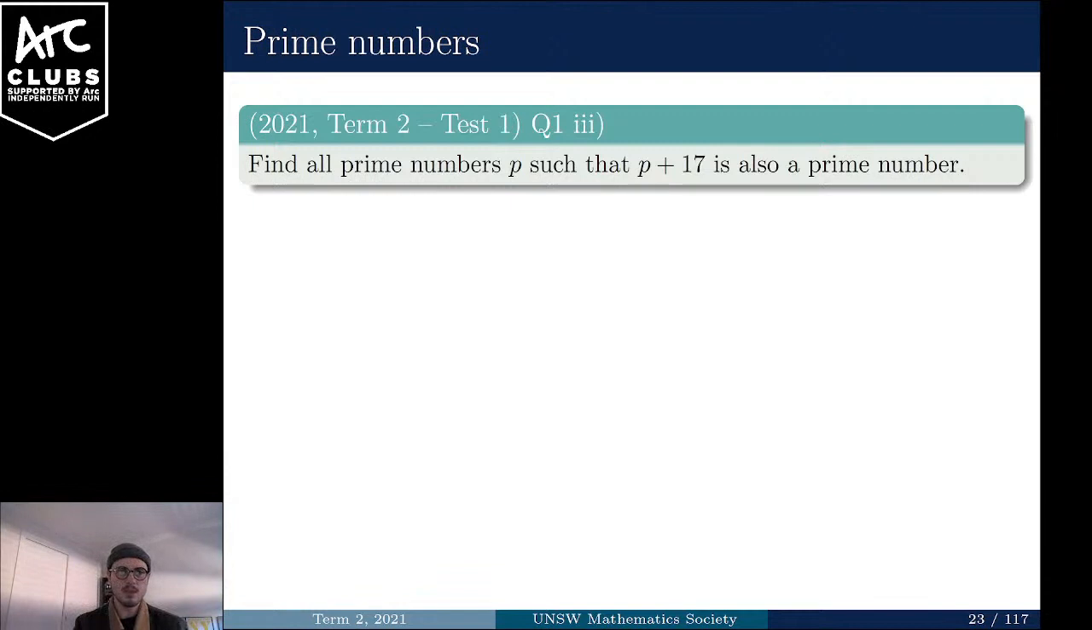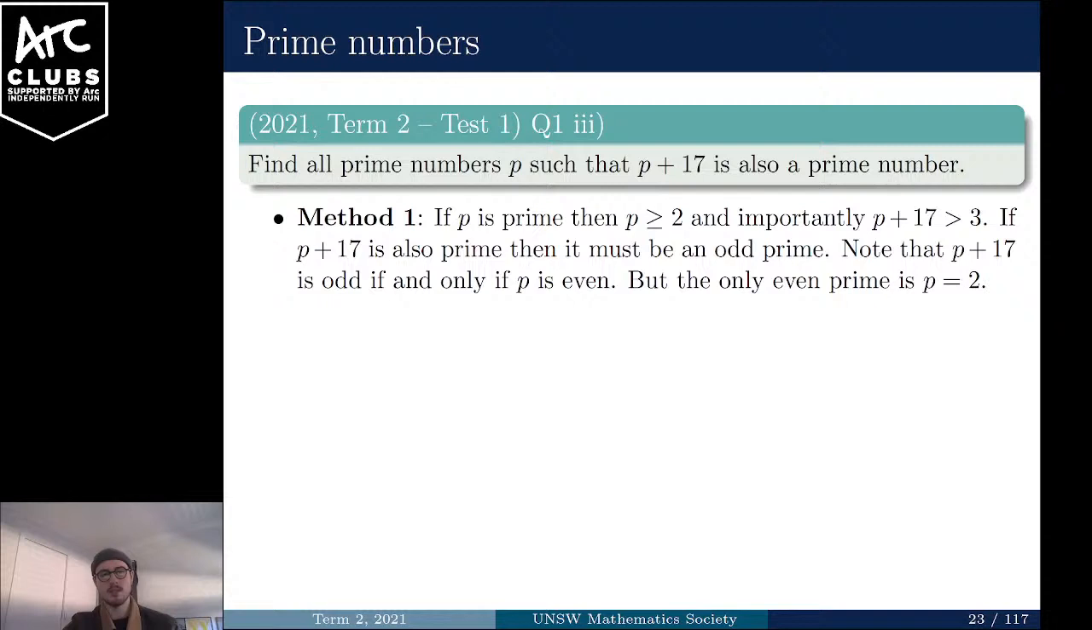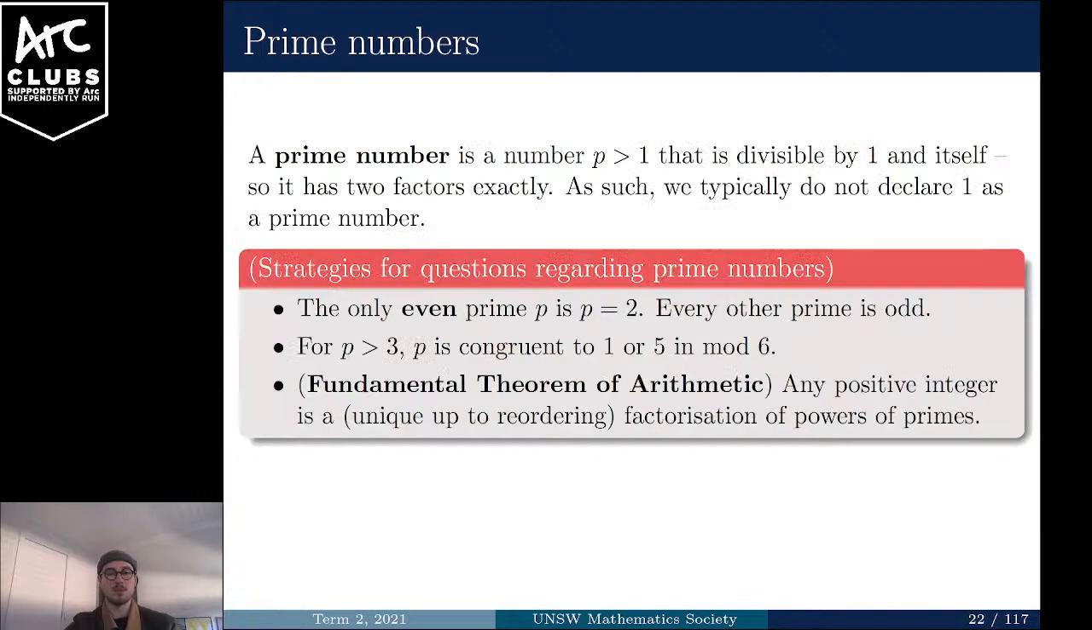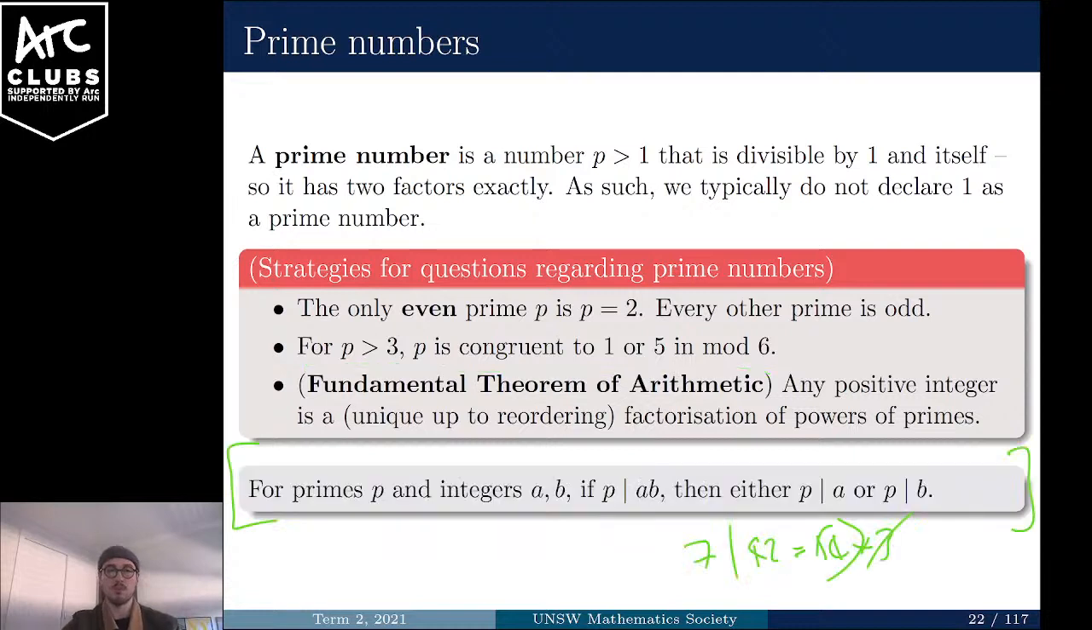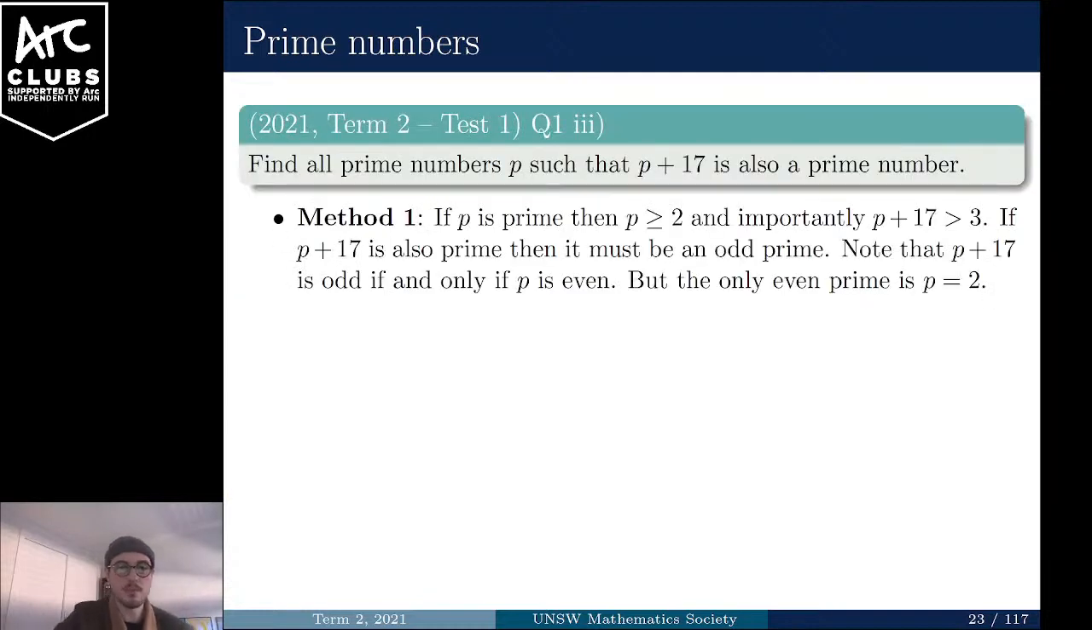So this question here: find all prime numbers p such that p plus 17 is also a prime number. Great. Okay, so I'm going to use a couple of things that we talked about before. There's method 1 that I'm going to run through with you. There's also a secondary method here that uses one of the properties we listed before. The slides are going to be available afterwards, so have a look through that, or try and come up with it on your own and see if you can figure out how to use this to create this proof. So we're looking at method 1.